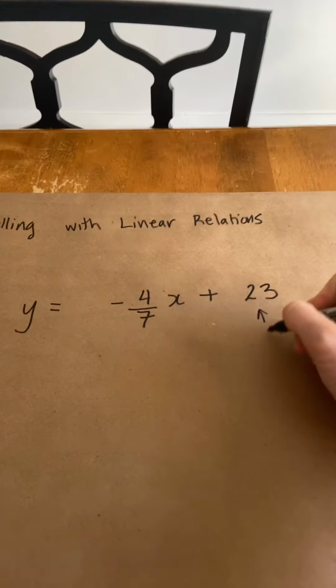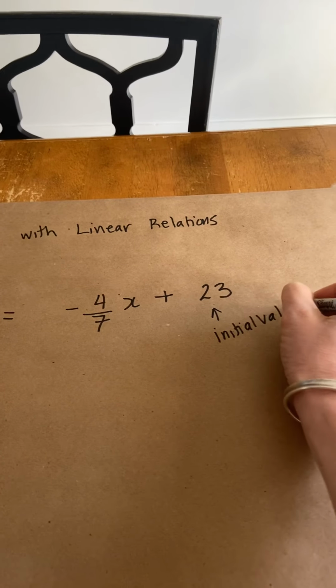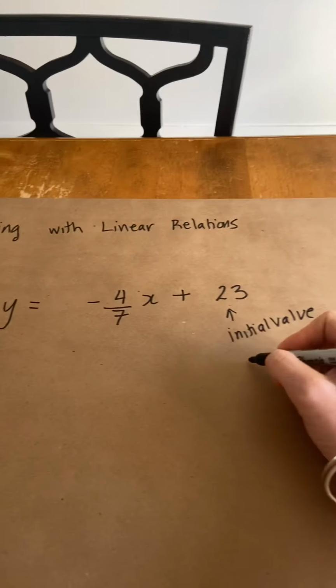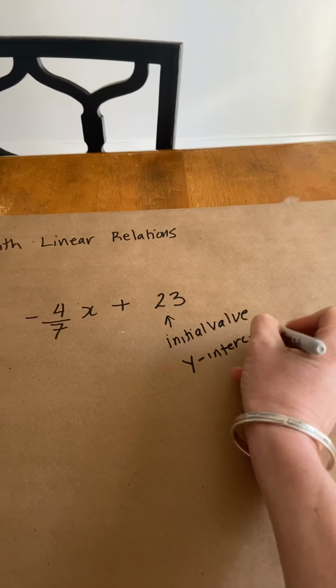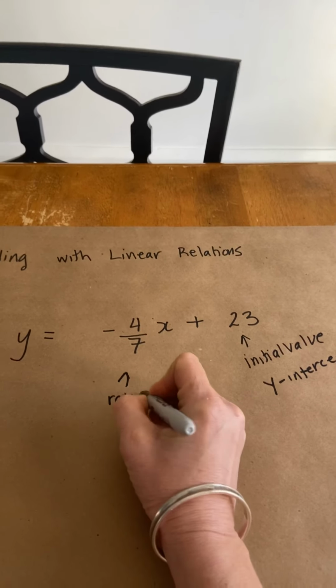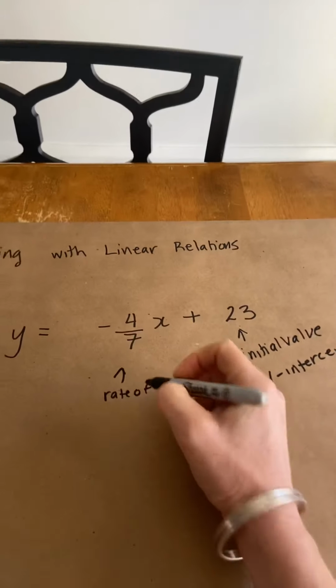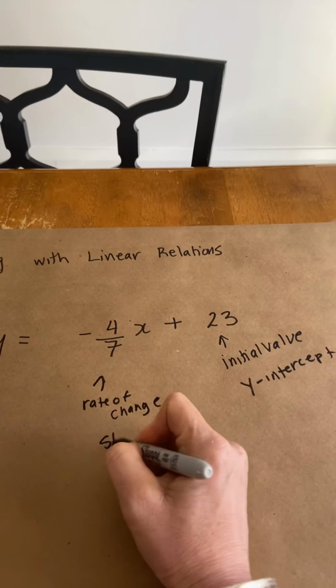So this right here is the initial value. That's what we called it in grade 9. We're in grade 10 now, so now we call it the y-intercept, but it's the same thing. And this right here, it used to be called the rate of change. But now that we're in grade 10, we call it the slope.